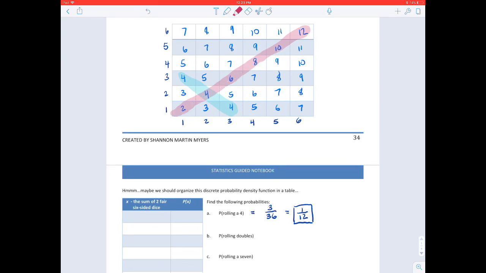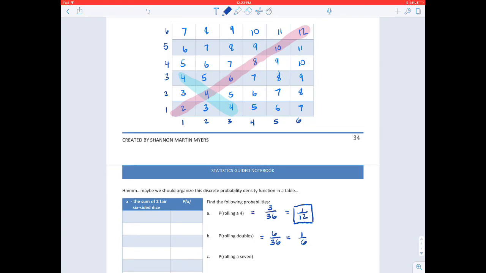If you check it out, they're all on that diagonal. So the probability of rolling doubles ends up being what? How many ways? Perfect. 6 out of 36, which reduces to 1/6. Cool so far? Alrighty.